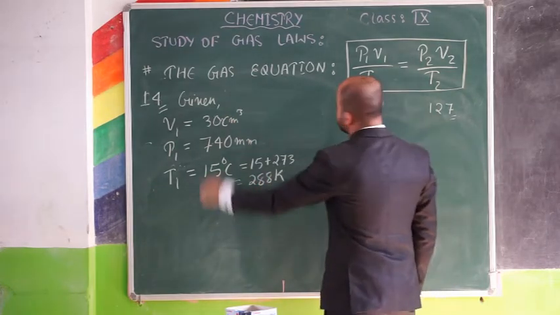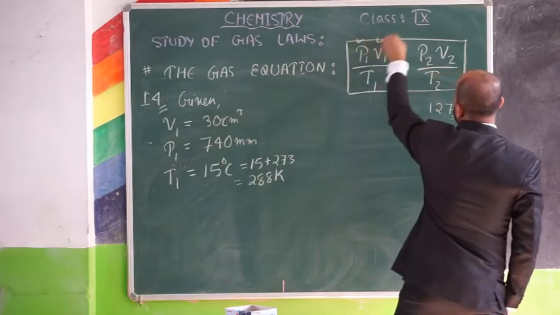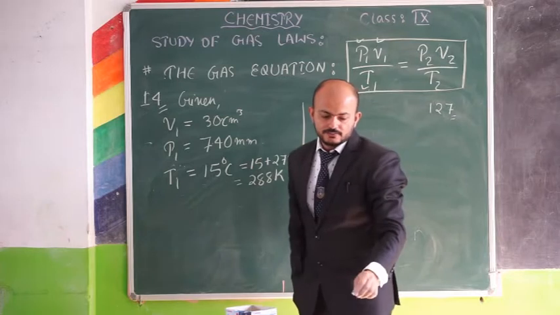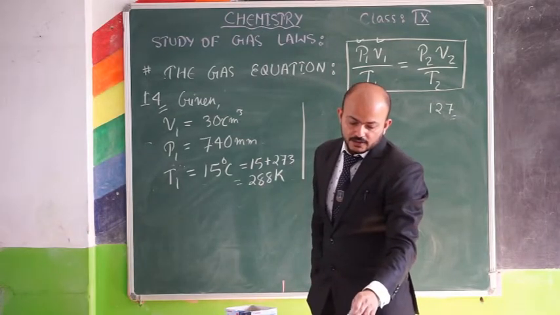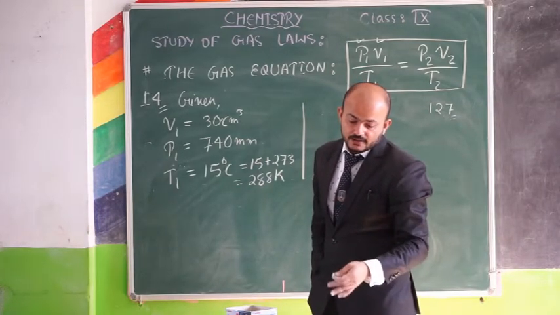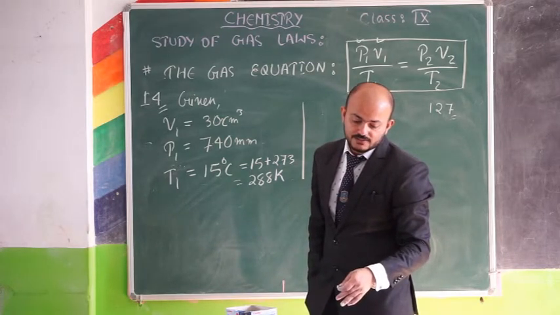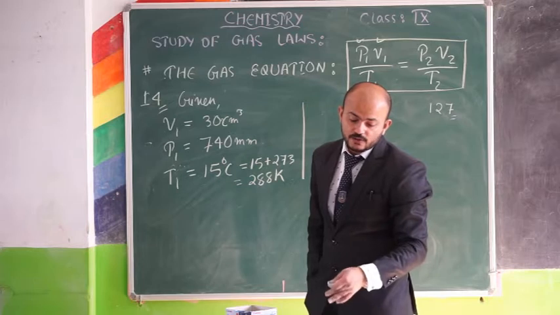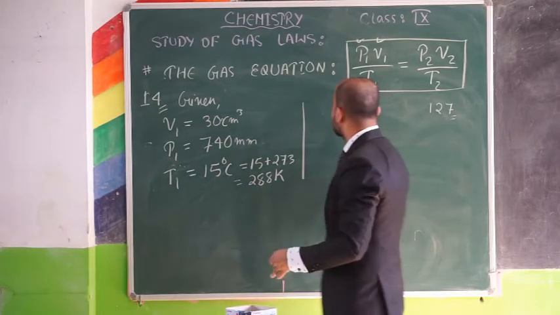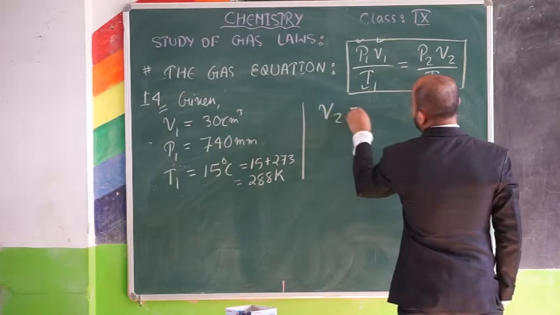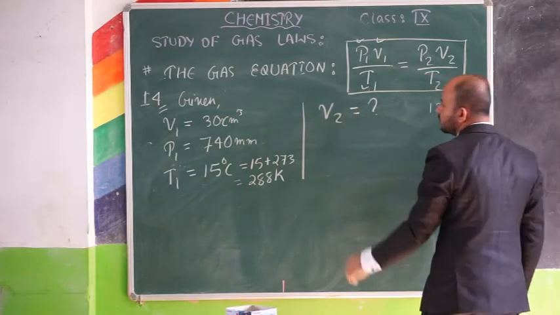So the first information you got from the question. Now let's see what more information is given. A sample of carbon dioxide occupies 30 cm³ at 15 degrees centigrade and 740 mm pressure. Find its volume at STP. So they are asking us to calculate volume.